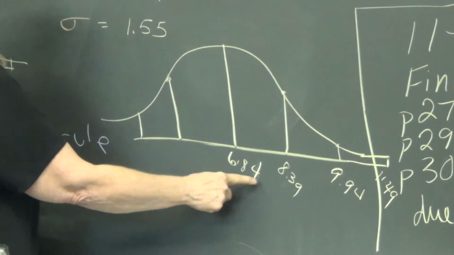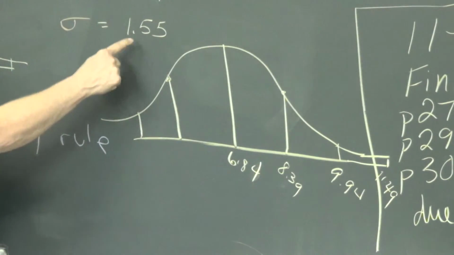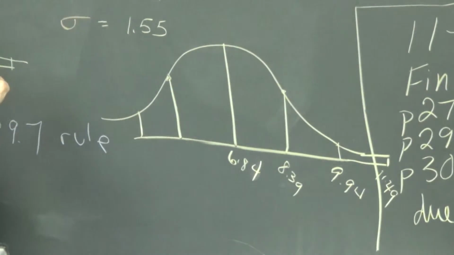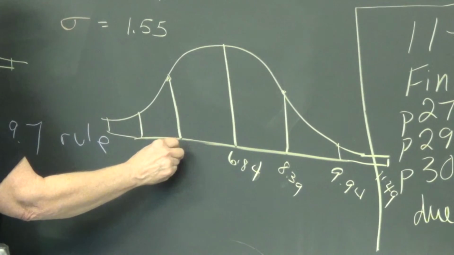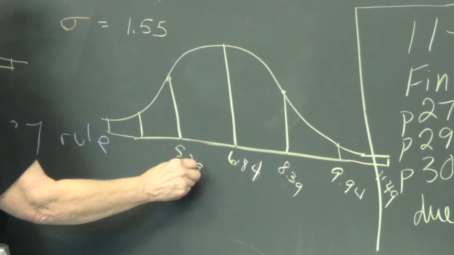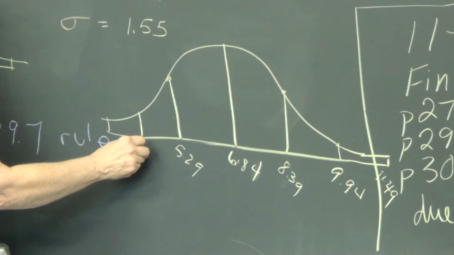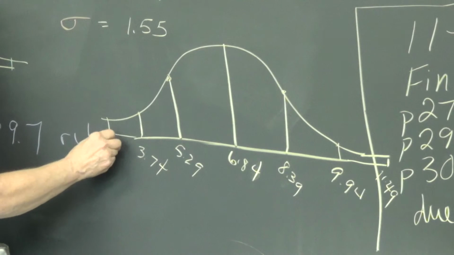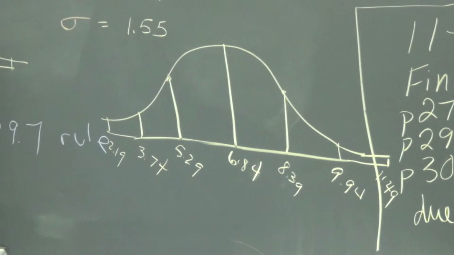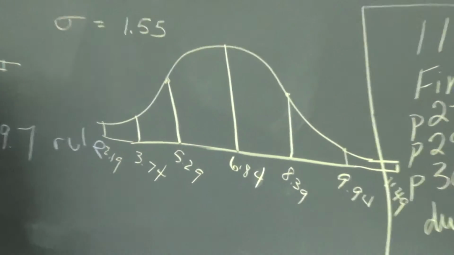So from 6.84, subtract 1.55. We're going this way. 5.29. And again, 3.74. And again, 2.19. All right, I think we do have enough to do some problems.